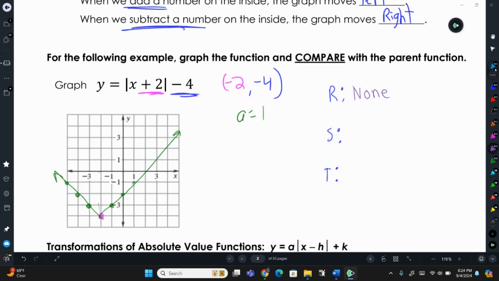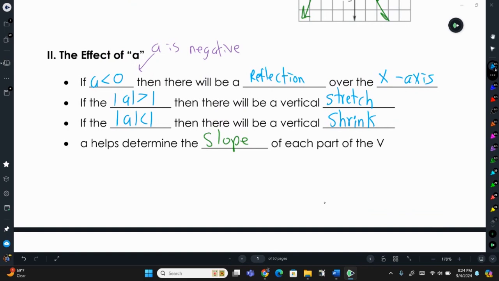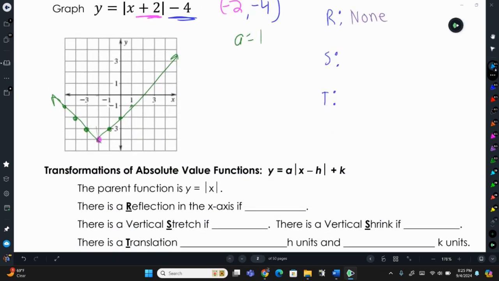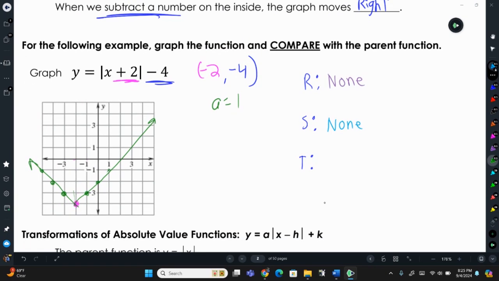Shrink or stretch. Well, how do we know there's a shrink or stretch? Again, a, if the absolute value of a is greater than 1, then it's a vertical stretch. If it's less than 1, then it's a shrink. Well, if it is equal to 1, there is no shrink or stretch, so none. And then translation, how did our vertex move from 0, 0? We went left 2 and down 4.